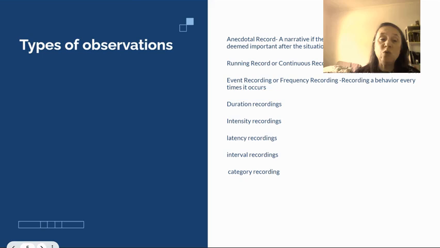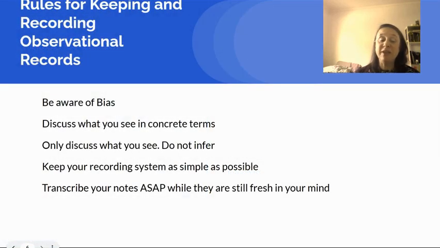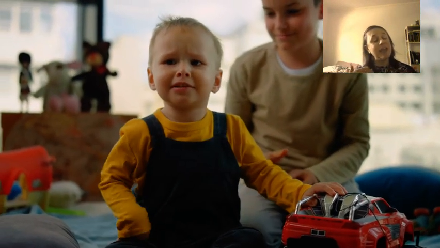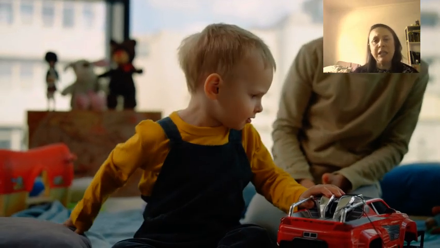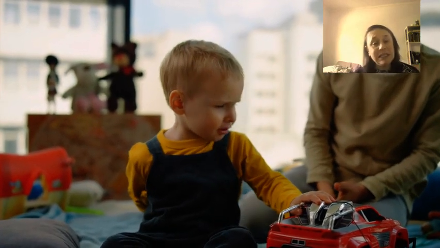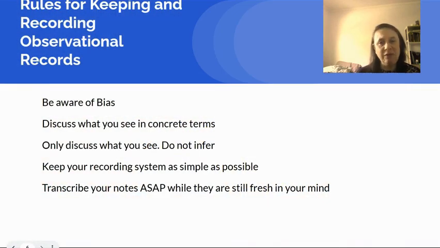Some of the ground rules for these records and these observations is be aware of bias. Sometimes you can go in thinking, oh, every time we have group time, that Sally is so disruptive. And that can really influence what you're seeing. So make sure that you go in with a clear head, at a clean slate, so that you're seeing the actual behavior as opposed to what you expect to see.